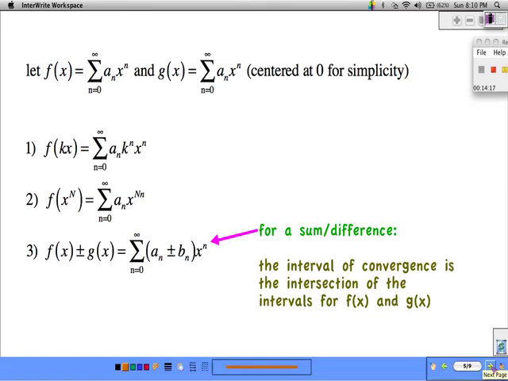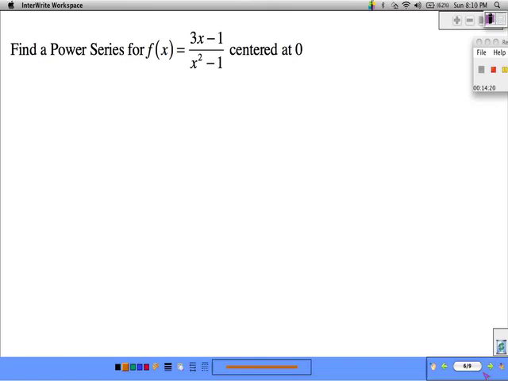And we can use this to work with some more complex things. So we want to write a power series for 3x minus 1 over x squared minus 1. Well, to do this, we need to start with partial fractions. And if we go through the partial fractions process, what you should find is that we get 2 over x plus 1 plus 1 over x minus 1.